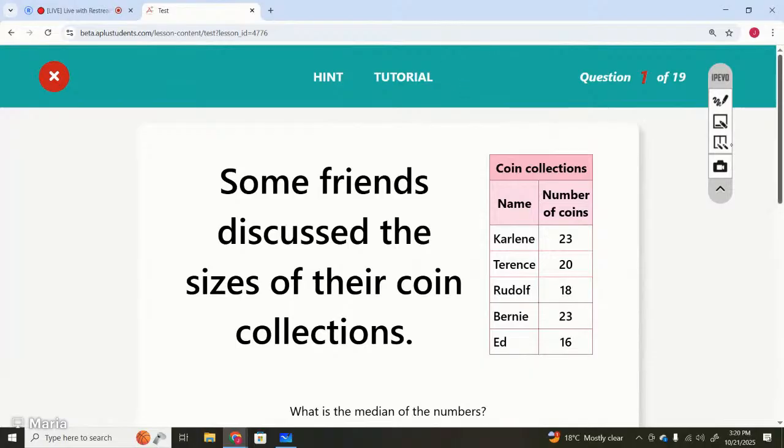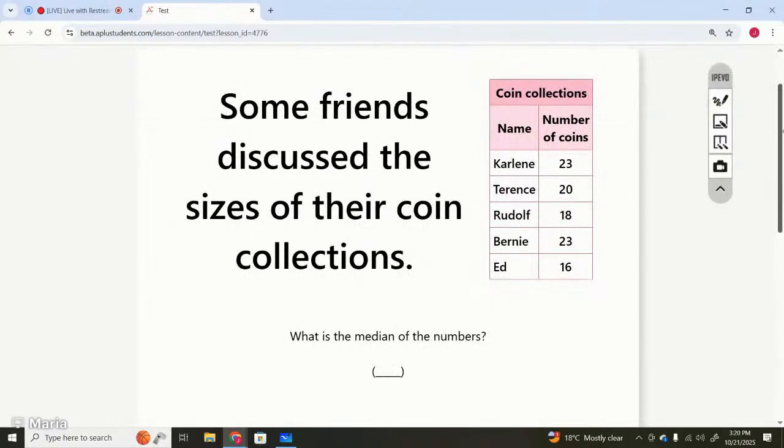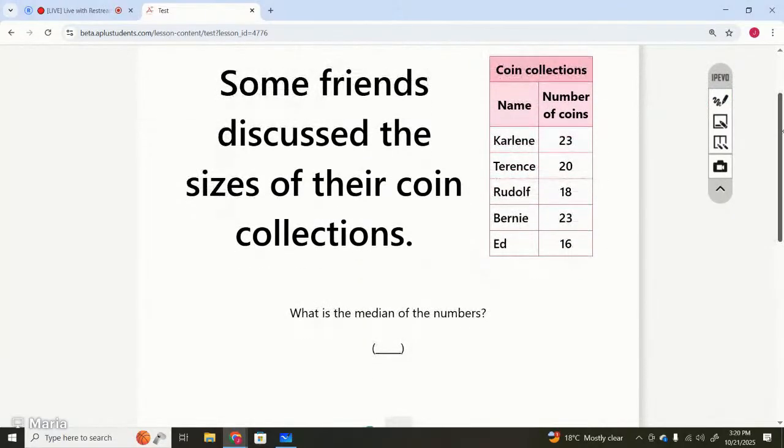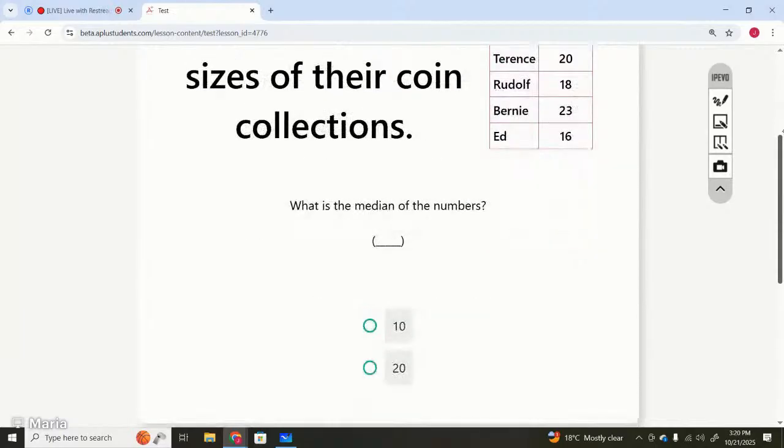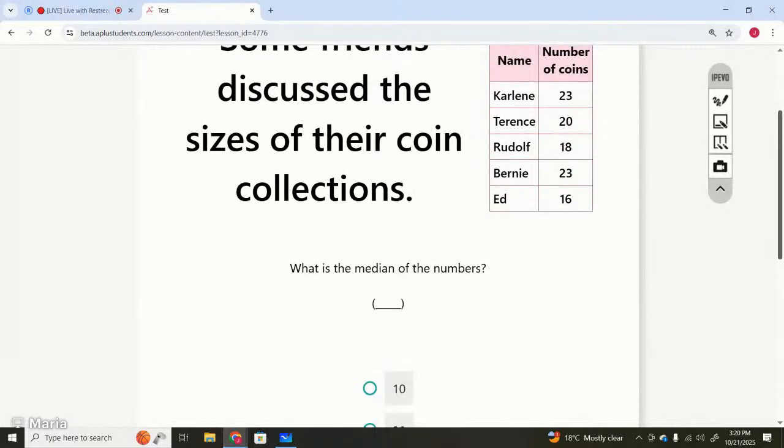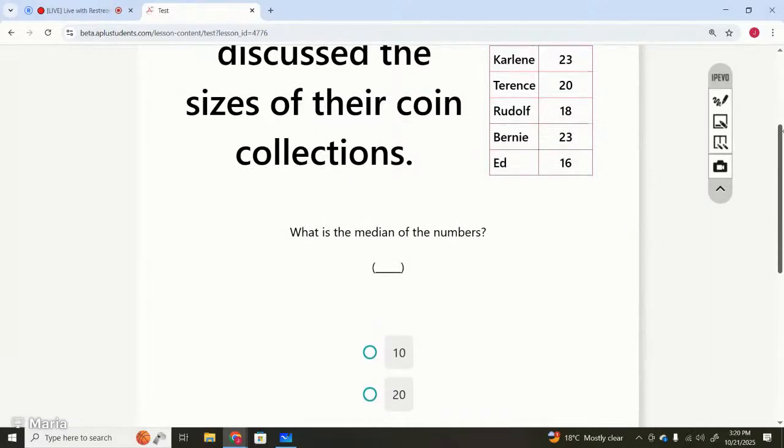Some friends discuss the sizes of their coin collections. What is the median of the numbers? The median is the number that is exactly in the middle once you arrange the numbers from least to greatest.